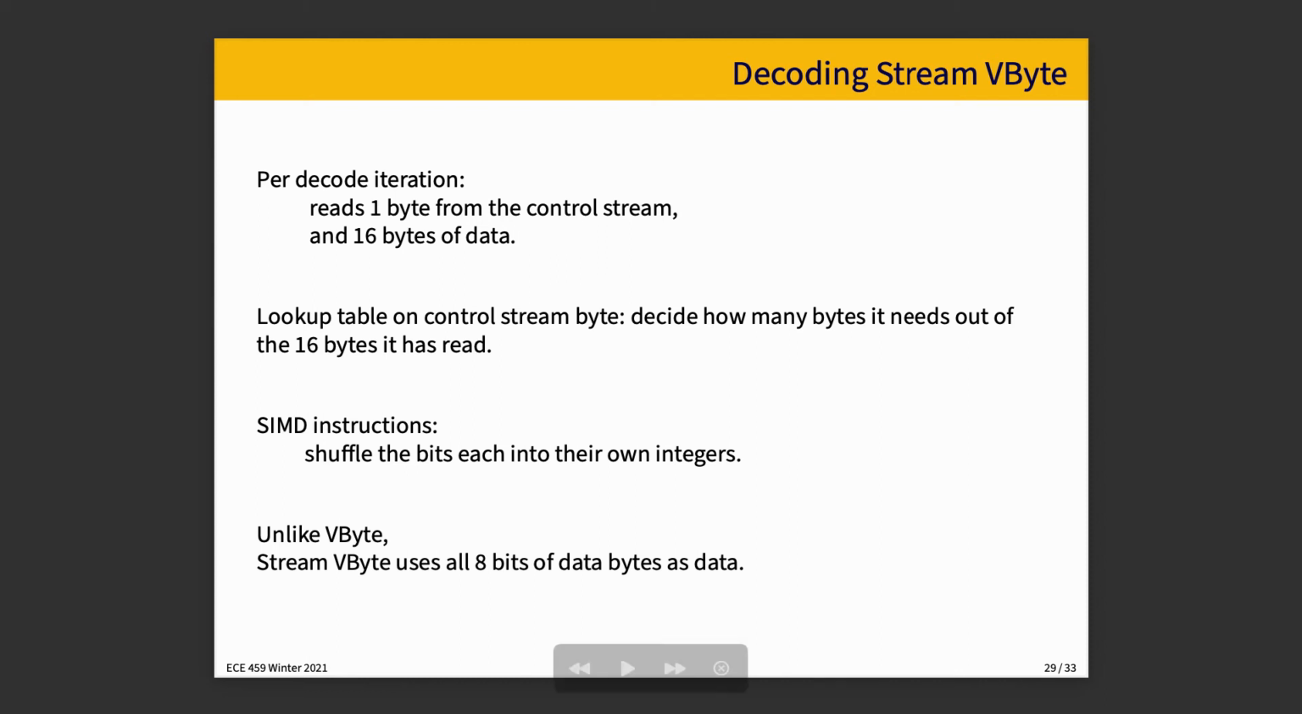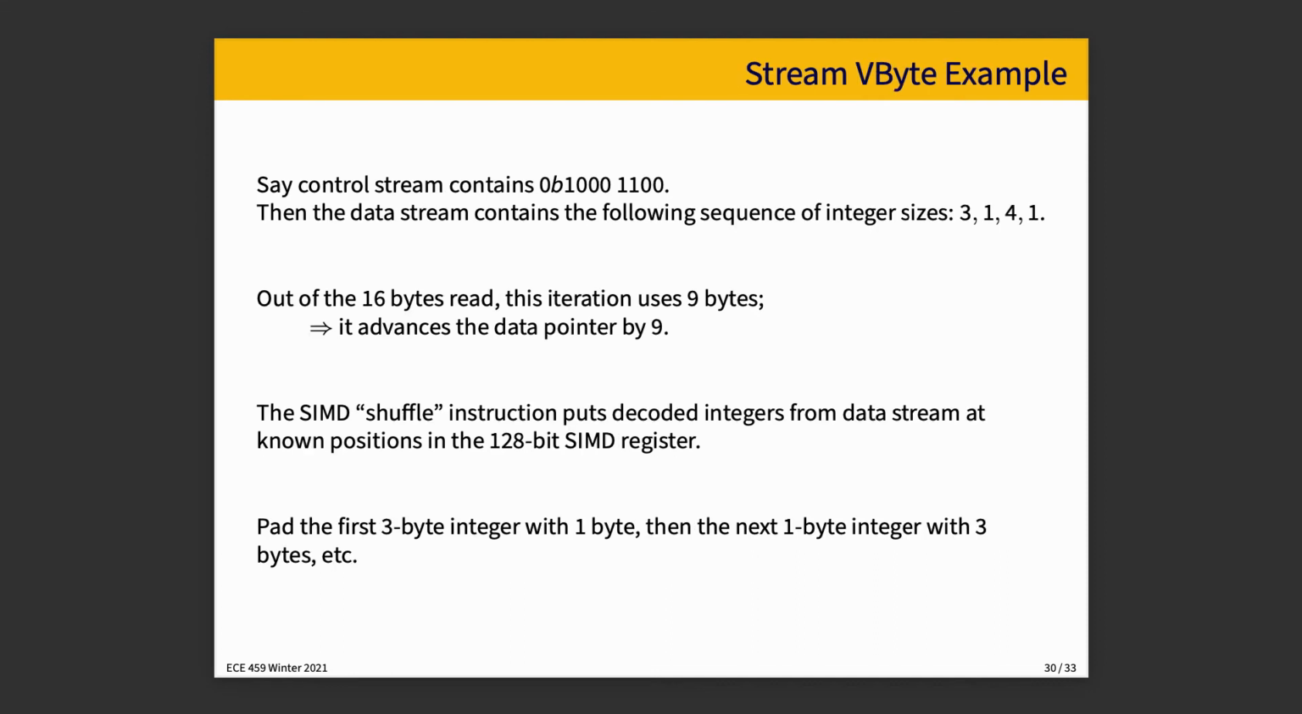That gets the computation done very quickly. Maybe, again, in the scenario where the control stream was not all ones, we read some data that we didn't end up moving into its own integers and shuffling, and that's okay. We can just do it again, and we will move those bytes on the next round.